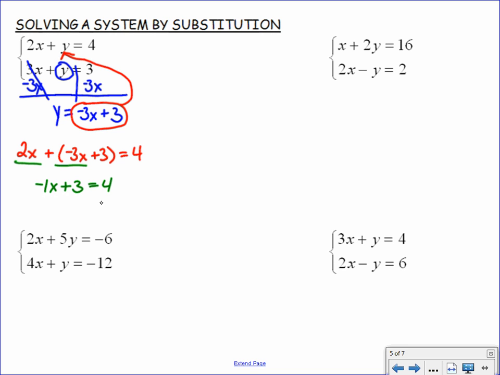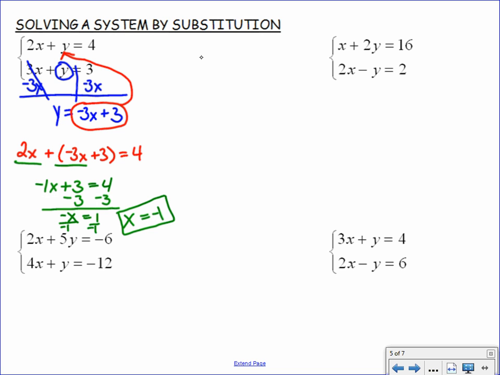And now I'm just going to solve the equation as we have always done in the past. Subtract 3. I get negative x is equal to 1. Divide by negative 1. We find out that x is equal to negative 1. However, I am not done here. I need to find out what y is equal to.